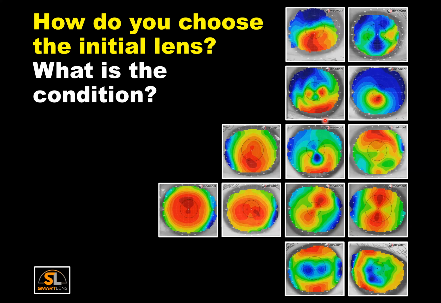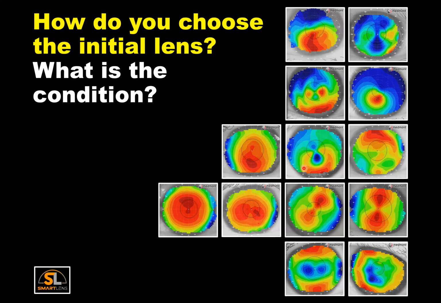The only thing you need to be armed with is an understanding of the condition. Am I dealing with a normal eye? That's an eye that's going to have a low depth. Are we dealing with a post-refractive surgery patient? That's a patient that may need an even lower depth. Are we dealing with an early cone or a pellucid marginal degeneration? That's going to be a higher depth.